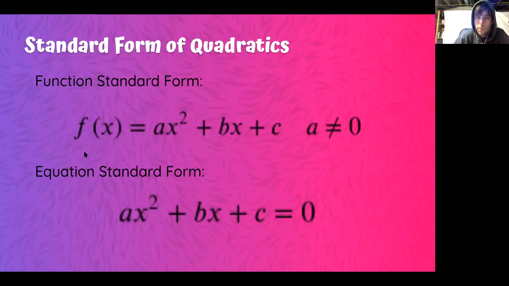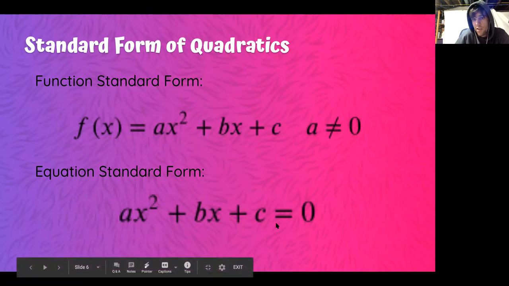Again, standard form right here, ax squared plus bx plus c. This is our function standard form. It's f of x. In an equation, if it's a quadratic equation that you're trying to solve, standard form involves equaling 0. So you want to make sure one side is 0 if you have a quadratic equation, which we will look at some of those here and there throughout the section too.